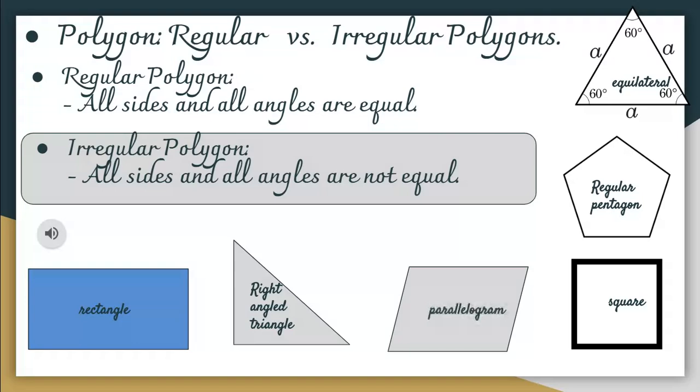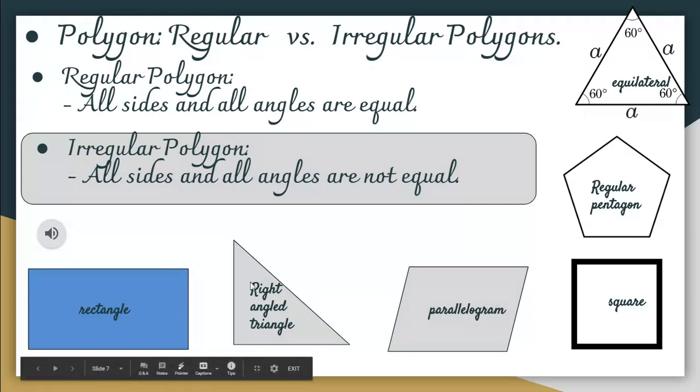What are the examples? Maybe a scalene triangle, maybe an isosceles triangle. Clear? These both are examples of an irregular polygon. Think of a rectangle and not a square. In a rectangle, we have all angles equal to 90 degrees, but all sides are not equal. Only opposite sides are equal, isn't it? So a rectangle is also an example of an irregular polygon.